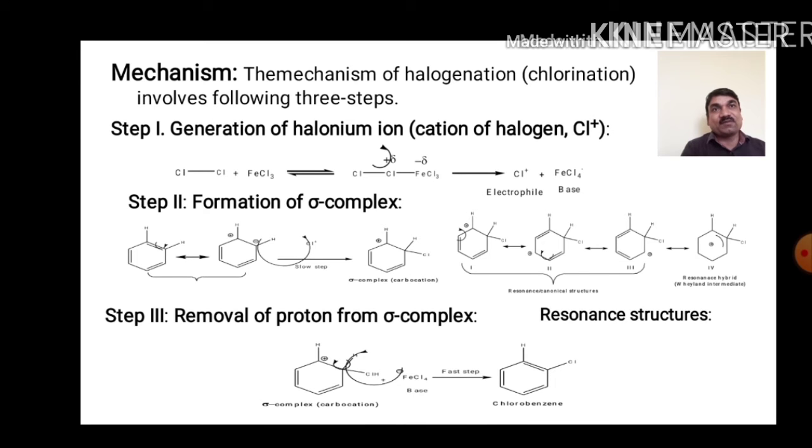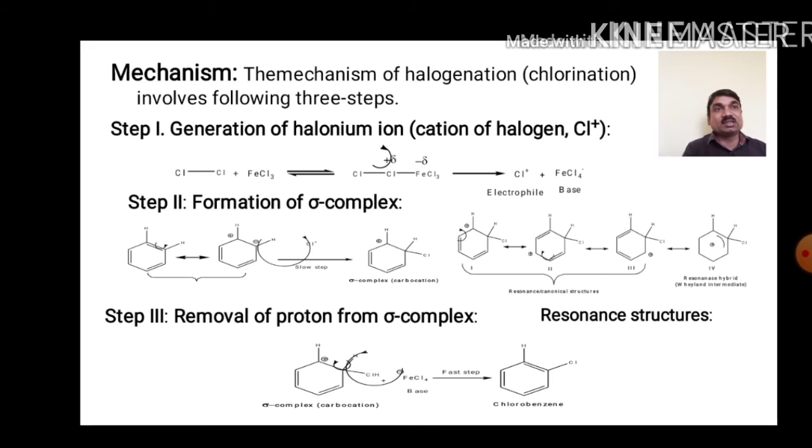So this step is fast. The base which is generated in the first step, that is generation of electrophile, when chlorine molecule is reacted with the Lewis acid, results in the formation of Cl+ and AlCl4-, which abstracts the proton from the molecule. It is the first step and it results in the formation of chlorobenzene as a halogenated product.